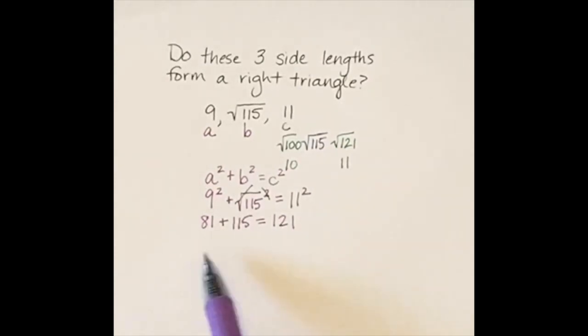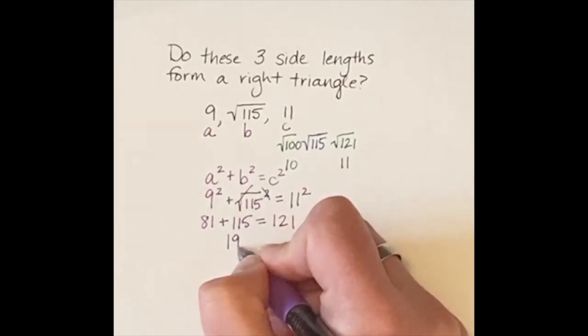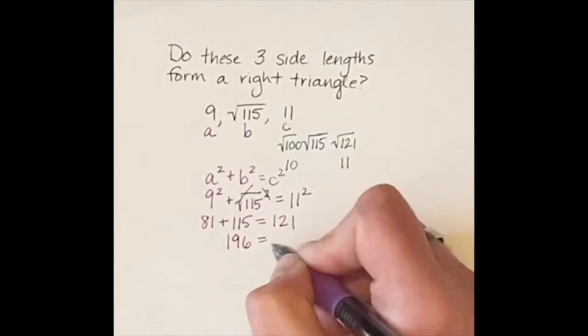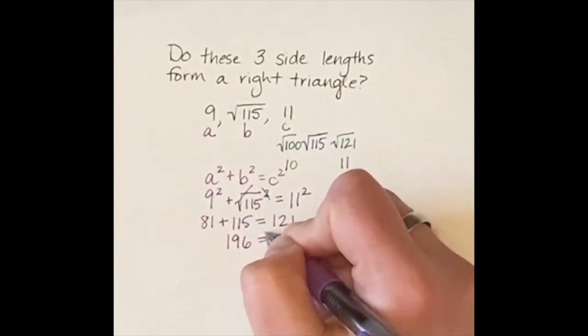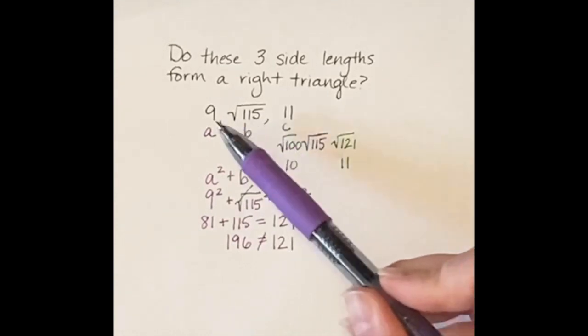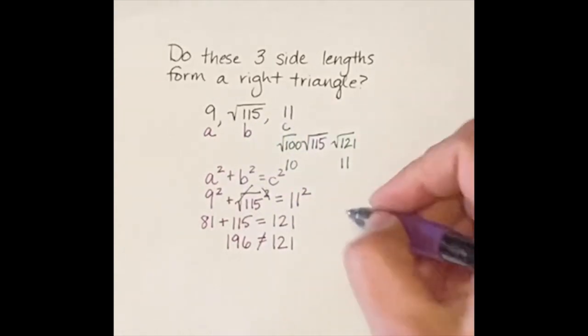So when I simplify the left-hand side of this equation, I get 196 is equal to 121. That doesn't work at all. So do these three lengths form a right triangle? No, they do not.